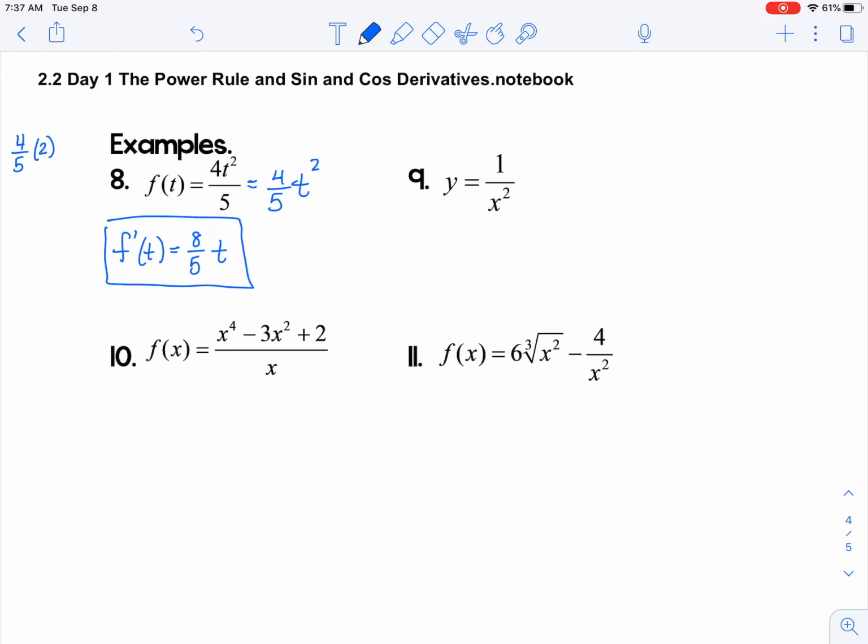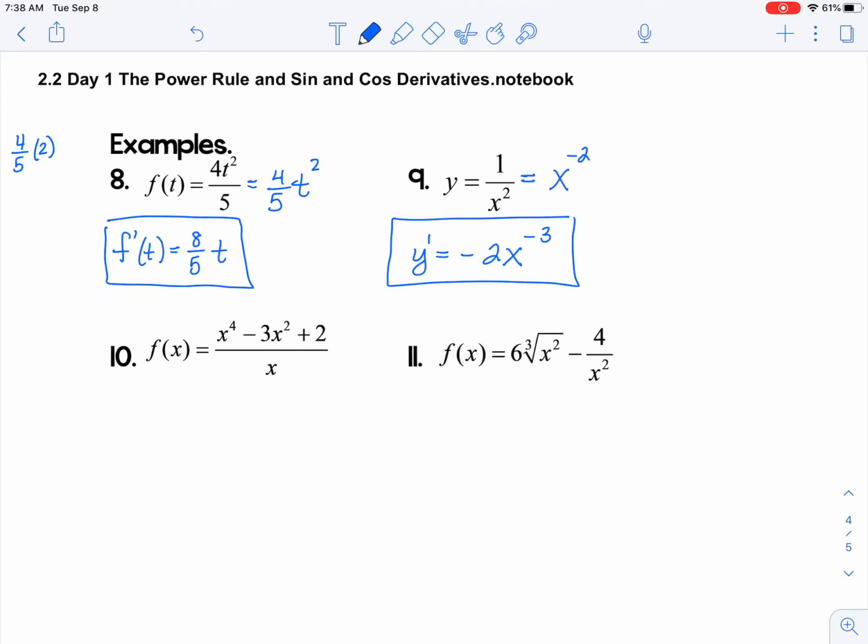All right, number 9, need to write that as a power. That's x to the negative 2. Remember, a negative exponent flips it to the bottom. So that's x to the negative 2nd. So y prime, the derivative of that, move the power out front, negative 2. X to the, drop the power down by 1, negative 3.